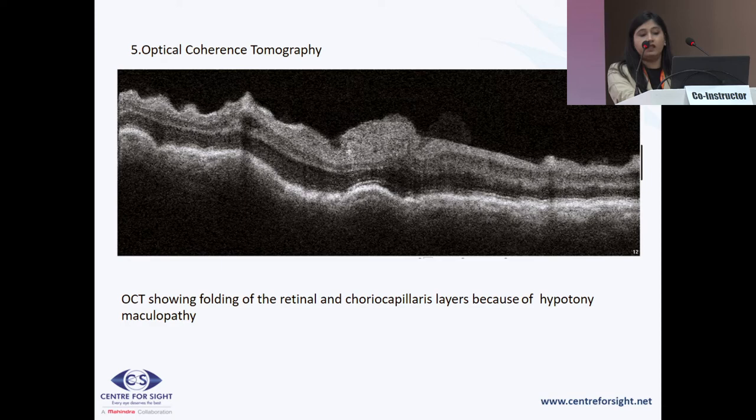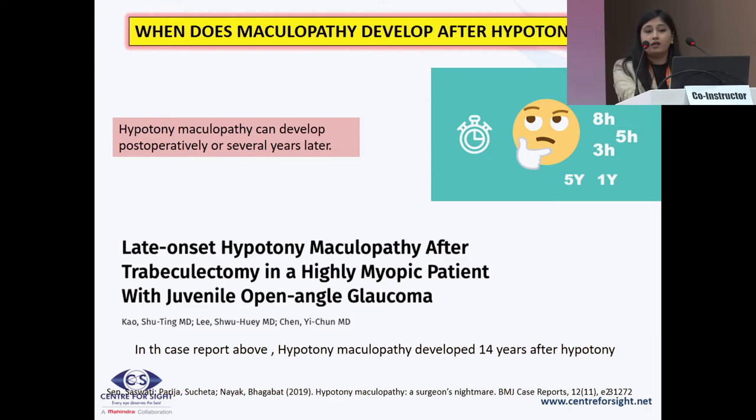So now the question of the hour: when does maculopathy develop after hypotony? Well, there is no particular time period. There are case reports where it has developed on the third day after the filtering surgery, as well as where it has developed 14 years after hypotony.